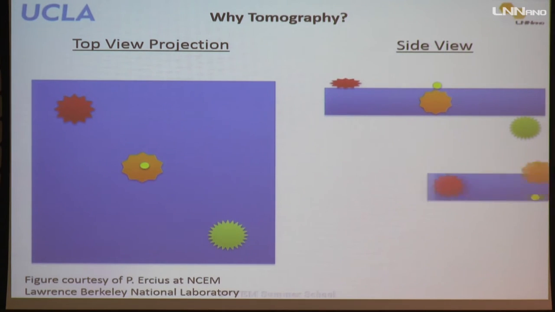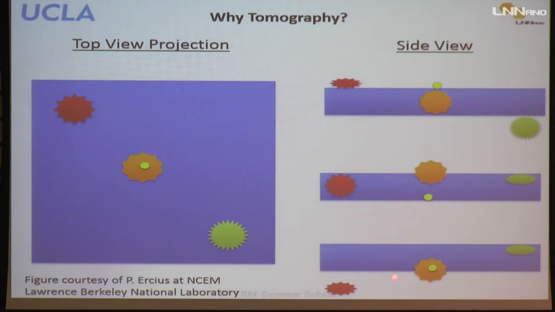Or the same projection can be obtained from different objects. In this one, the depth is different: this one is flat and this one is spherical. Or in this one, both are flat and these two are at the same depth. So without looking from the side, we cannot get the true depth information.